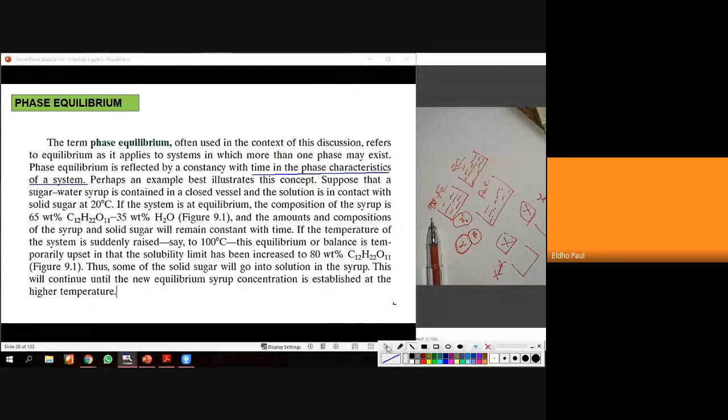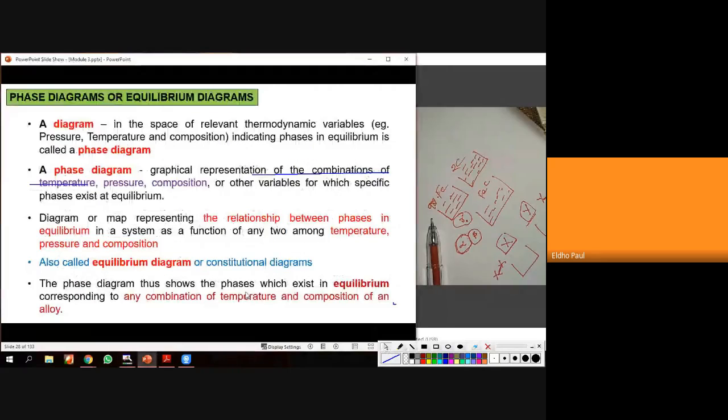Okay, the sugar particles, there is no change in that with respect to time, so we can say that it is in equilibrium. Or finally at 100 degrees Celsius, the liquid particles, there is no change in that, so we can say that is also in equilibrium. So this phase diagram is actually indicating phases in equilibrium. That is very important. There will not be any change in the state of the phases with respect to time when the phase is in equilibrium.